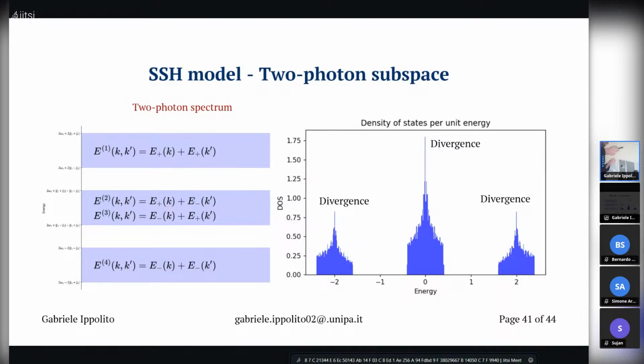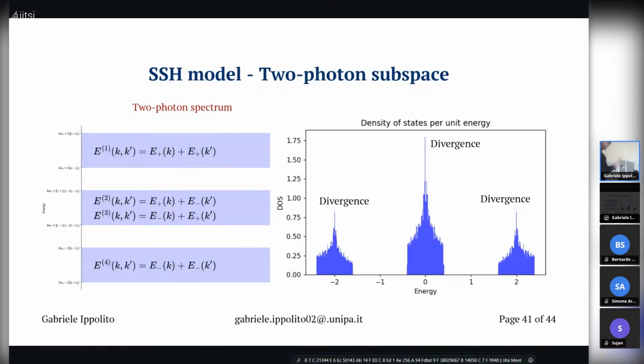Now we have three bands, and this is the corresponding density of states. We observe again jumps here, here, and here that are related to the edges of these bands. But more importantly, we observe divergences at the center of each band.